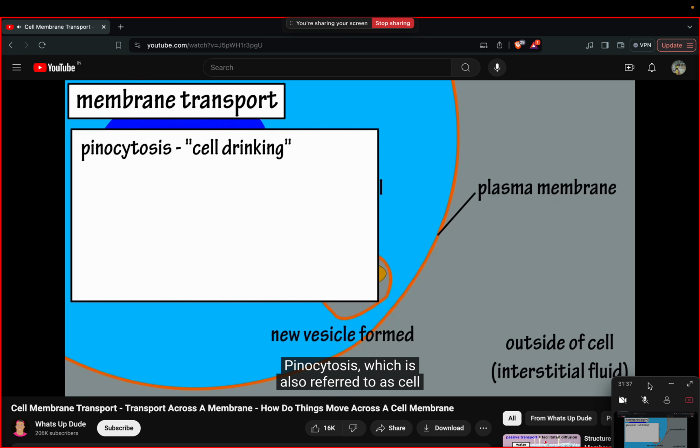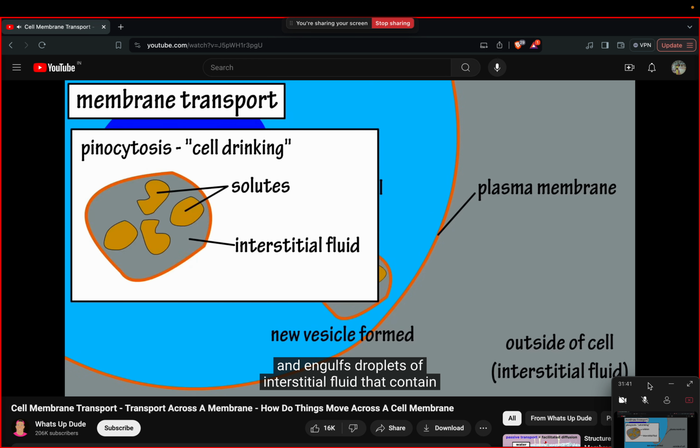Pinocytosis, which is also referred to as cell drinking, is when the plasma membrane folds inward and engulfs droplets of interstitial fluid that contain dissolved solutes that can be used by the cell.